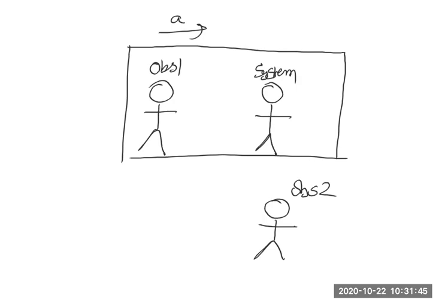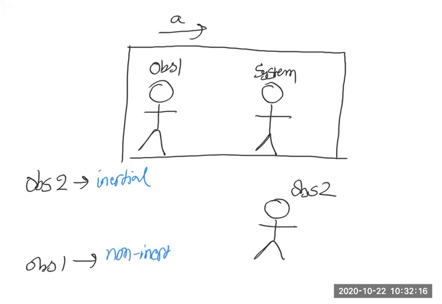So please answer some of my questions. Observer 2, inertial or non-inertial? Observer 1, inertial or non-inertial? FBD according to observer 2: mg, N. FBD according to observer 1: mg, N, ma.